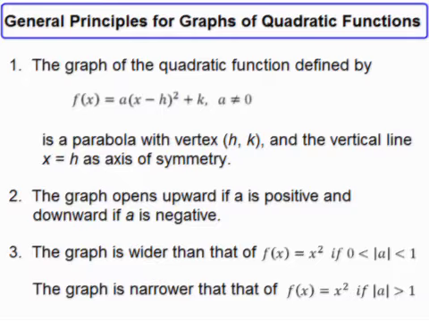And 3. The graph is wider than that of the base graph, which is f of x equals x squared, if the absolute value of a lies between 0 and 1, but the graph will be narrower than that of f of x equals x squared if the absolute value of a is greater than 1.